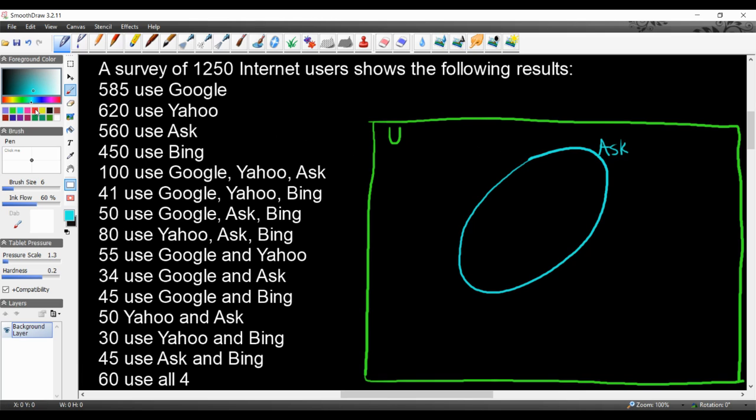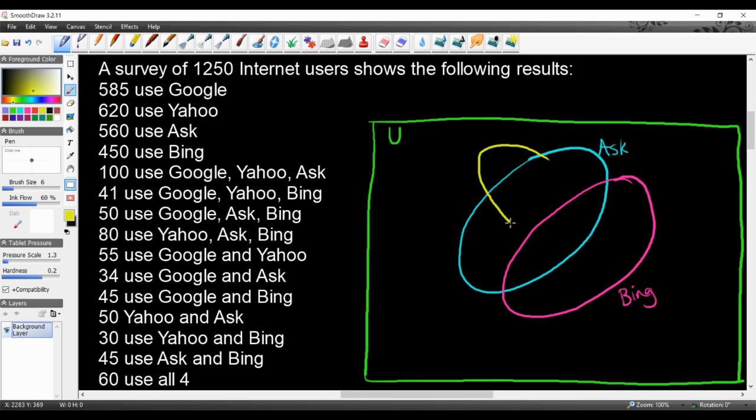I wonder if you all even know. Honestly, I haven't even heard of that search engine, Ask. And then we have Bing. So this one is Bing. I know I've heard of that one. And then we have Yahoo. So Yahoo is kind of like here in the middle.